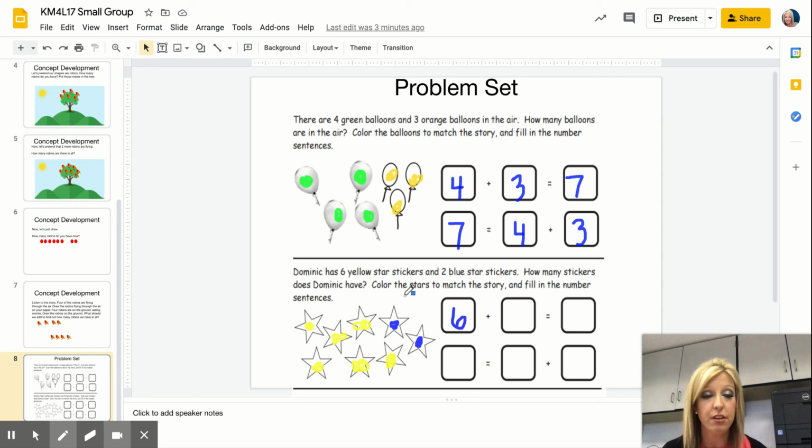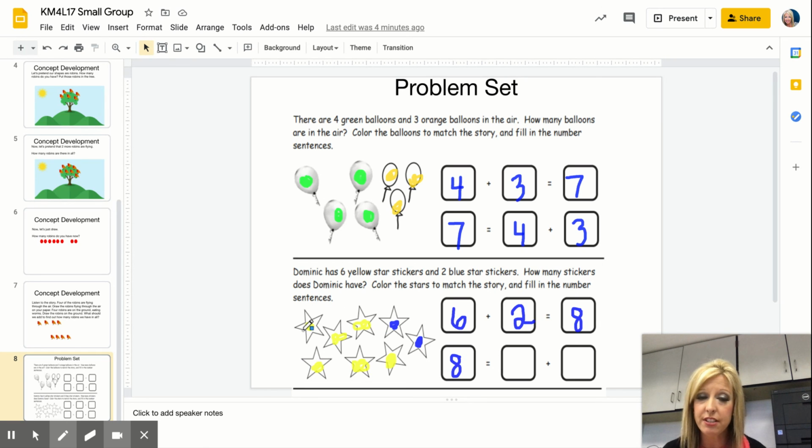And how many blue star stickers? Very good, we have 2. So we have 6 plus 2 equals. So we have our 6 plus 2 more, 7, 8. 6 plus 2 equals a total of 8. Now, looking down here, it wants to know the total first because you see that equal sign tells us that they want a total. So we know that we have 8 total stars.